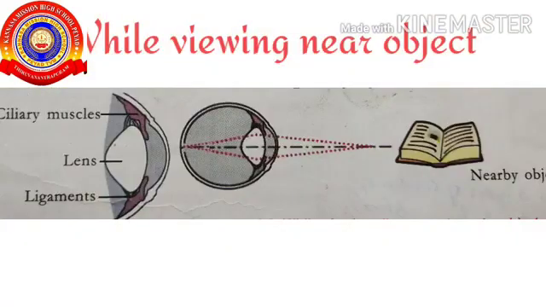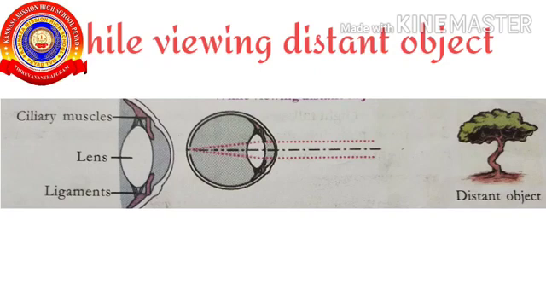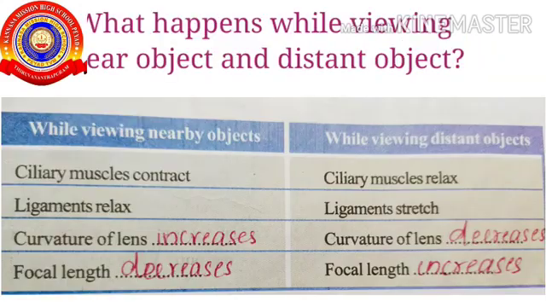While viewing near object, ciliary muscles contract, ligaments relax, curvature of the lens increases, focal length decreases. While viewing distant object, ciliary muscles relax, ligaments stretch, curvature of the lens decreases, focal length increases. This you have to write in your notebook. It is also very important.